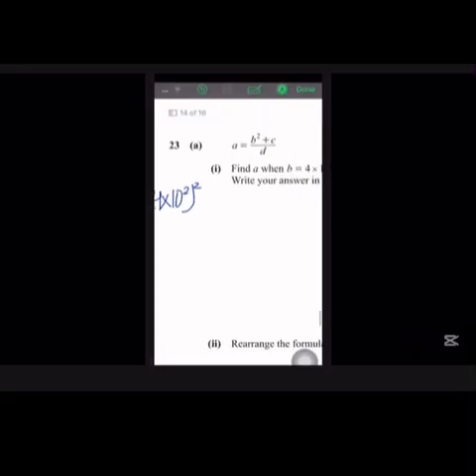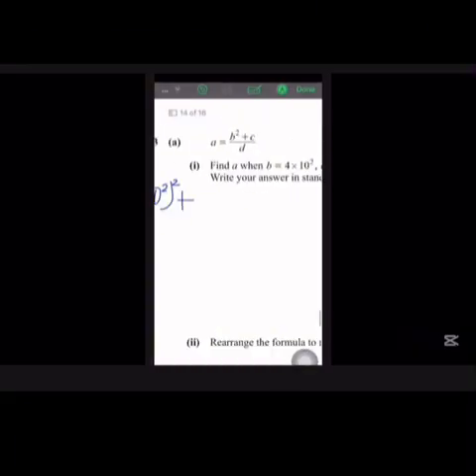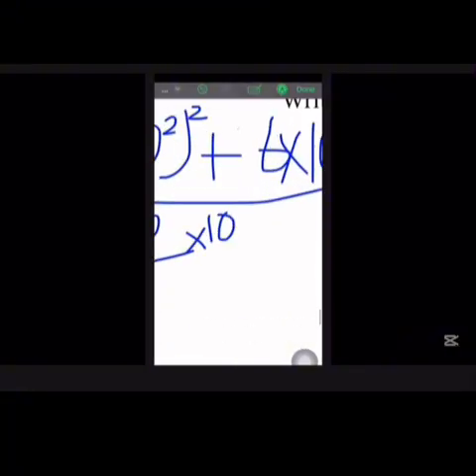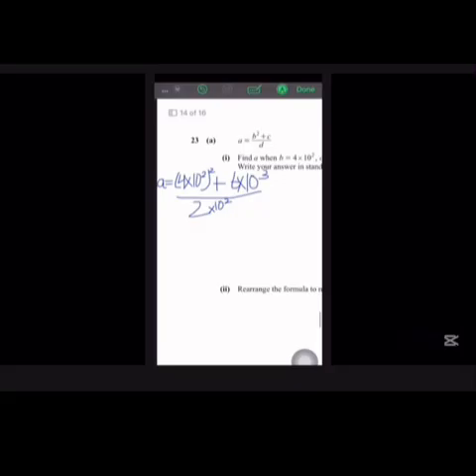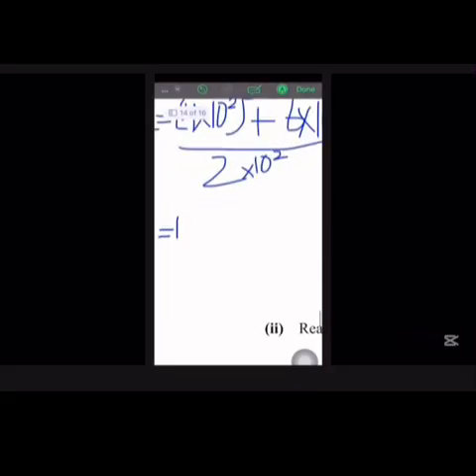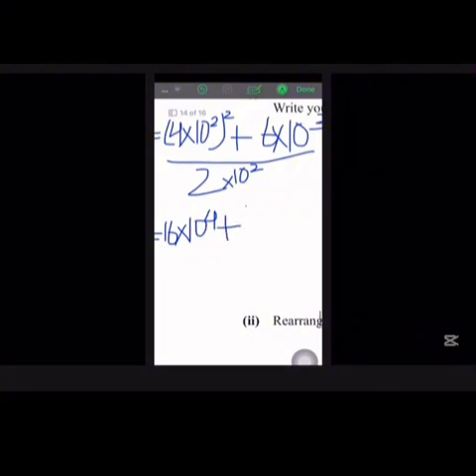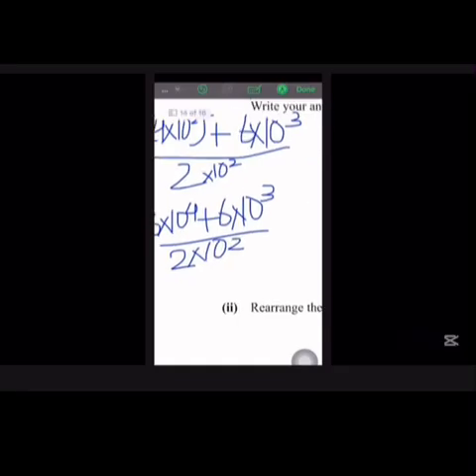A is equal to 4 multiplied by 10 square, and then it is squared again, and then we have plus 6 multiplied by 10 raised to the power 3, over 2 multiplied by 10 raised to the power 2. Okay, so what we'll do is first we'll write 16 multiplied by 10 raised to the power 4, and then plus 6 multiplied by 10 raised to the power 3, over 2 multiplied by 10 raised to the power 2.